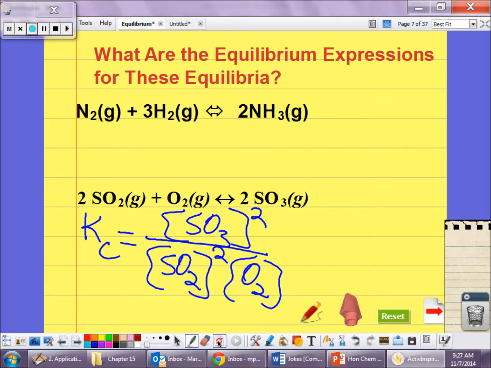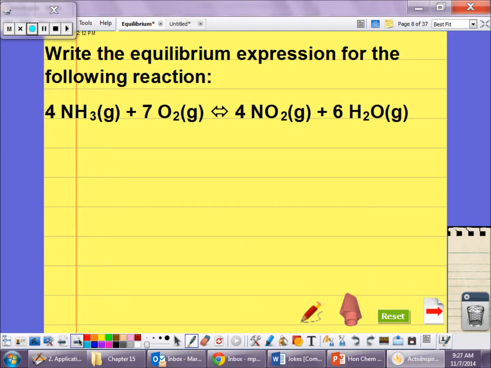Okay, we're set. Next. Now, write the equilibrium expression for the following. I don't think I really need to do that. We just did the exact same thing. So make sure you use every single one of the products, you multiply them, you raise them to their coefficients. So you practice this on your own.